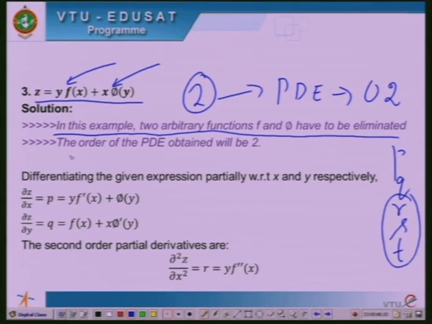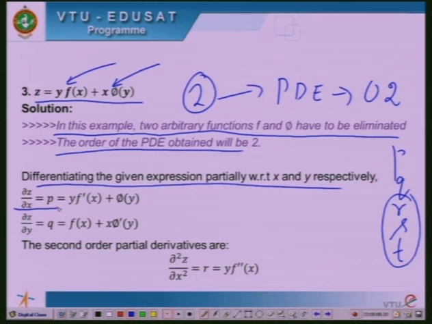So, the order of the PDE will be 2 because there are two functions to be eliminated. So, we go through the usual process of differentiation. First, calculate the first order derivatives, differentiating the given expression partially with respect to x and y respectively.